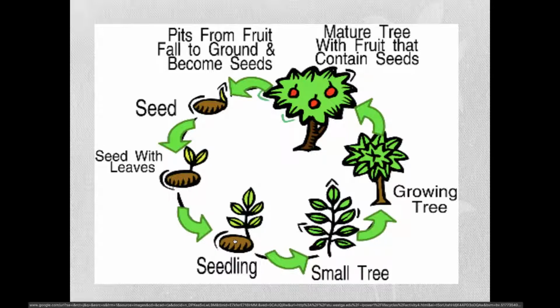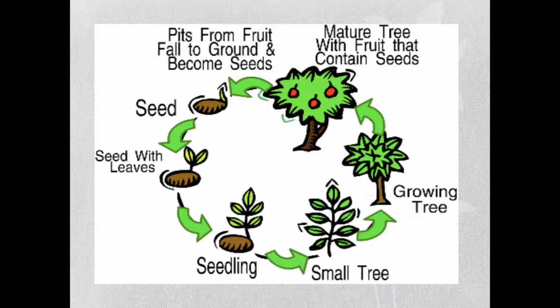And then after that, it becomes a small tree, and then it grows into a bigger tree. Eventually it's going to get big enough and old enough where it's going to either grow fruits, if it's a fruit tree, like our pear trees here at the center, or if it's an oak tree, then it's going to grow seeds in the form of acorns.